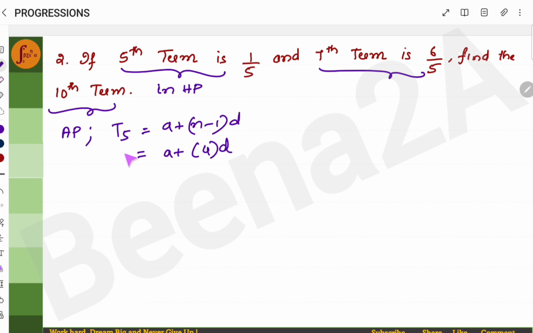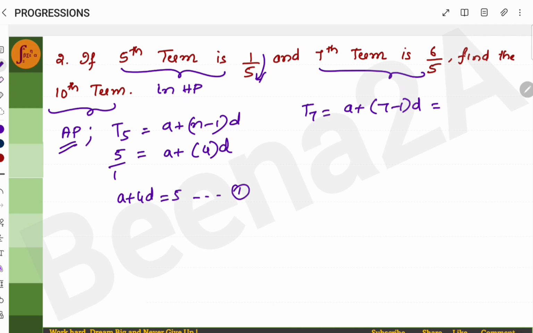And the fifth term is 1 by 5. But remember, we'll have to take the reciprocal because this is arithmetic progression. So it will be 5 by 1, which is 5. So a plus 4d is 5. Let's call this equation 1. Now we'll go to the seventh term, which is a plus n minus 1, 7 minus 1, into d, which is a plus 6d.